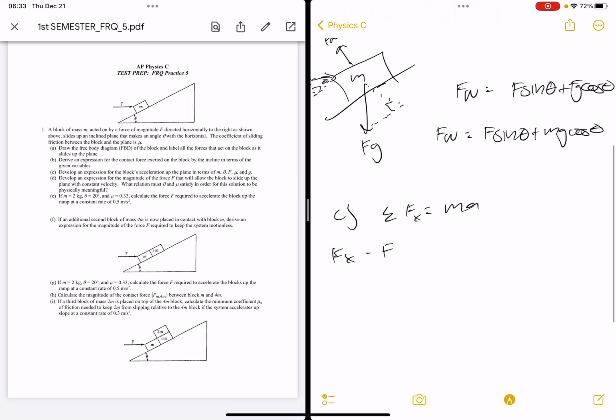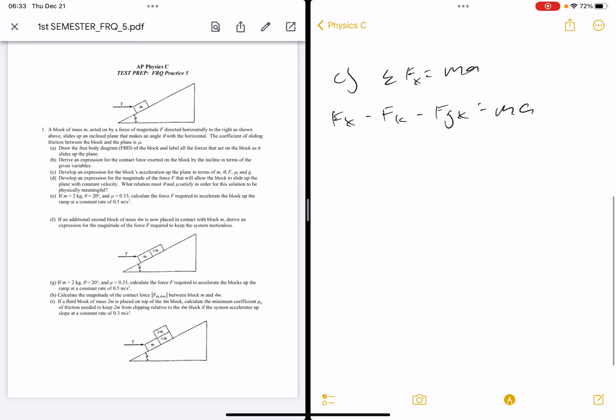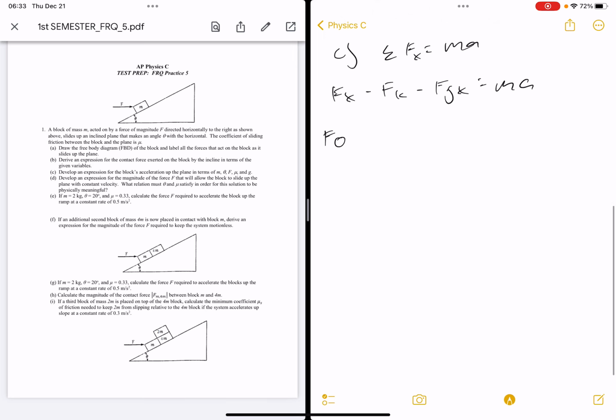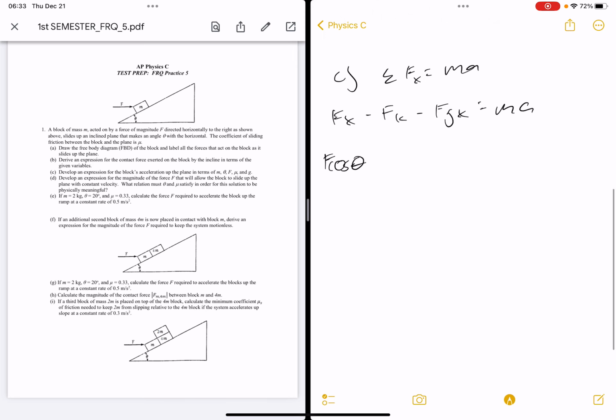C, set net force equals Ma in the x direction. Fx minus Fk minus Fgx equals Ma. We can expand this to F cosine theta using our diagram from before. Fk is just mu k of Fn. And then Fgx is just Fg sine theta.